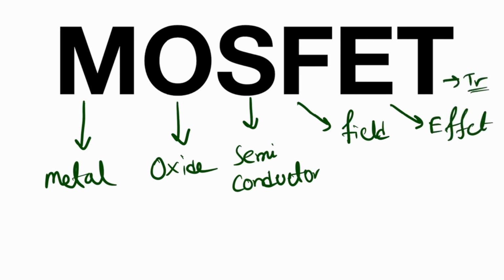I think I already have one video on FET, the field effect transistor. Whoever hasn't watched that video yet can go to my channel and see it. Today our topic is MOSFET. From the name you can easily understand this is one type of field effect transistor where we have extra components like metal, oxide and semiconductor.